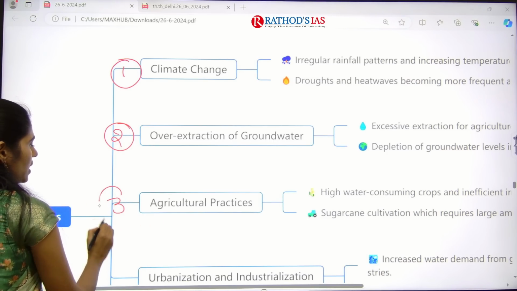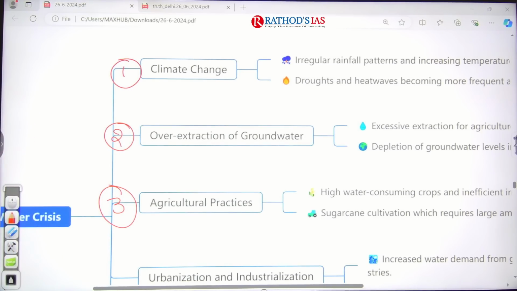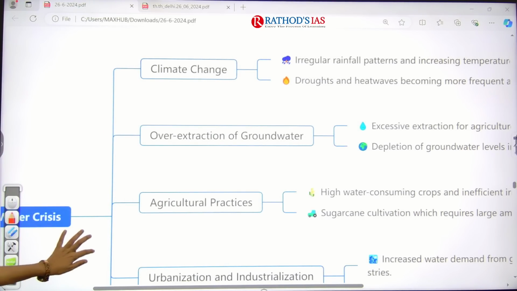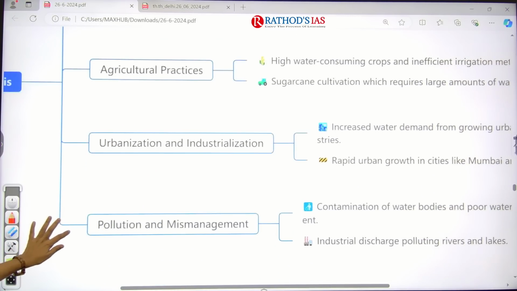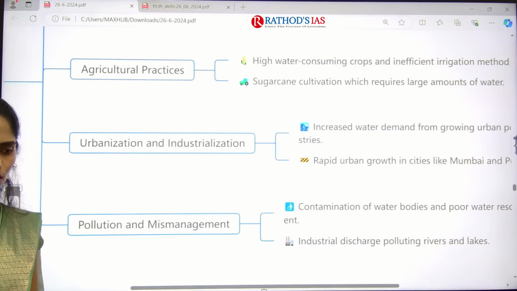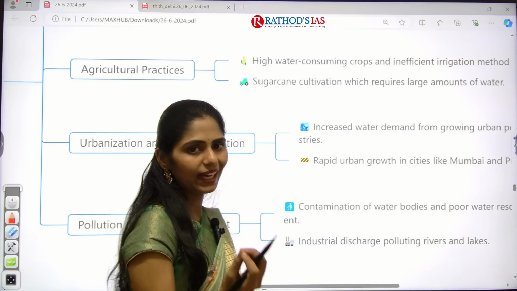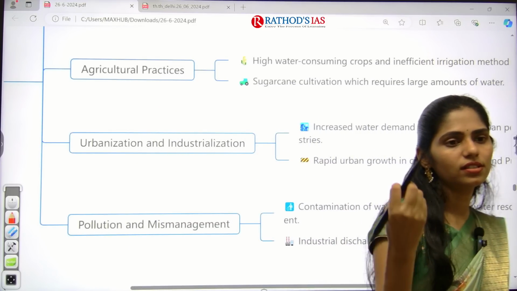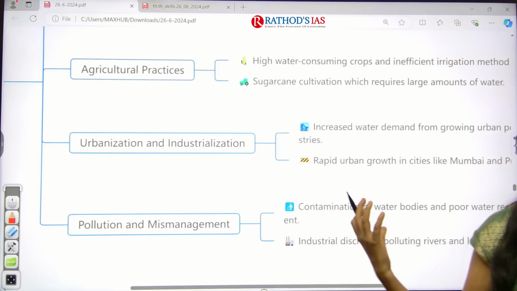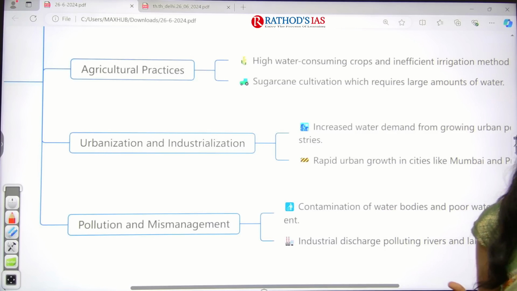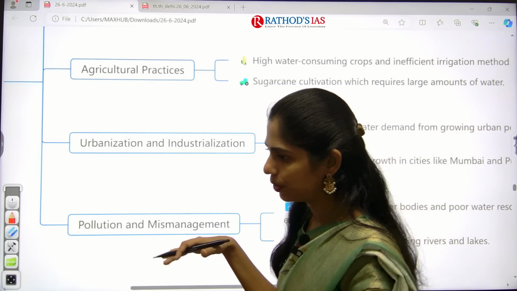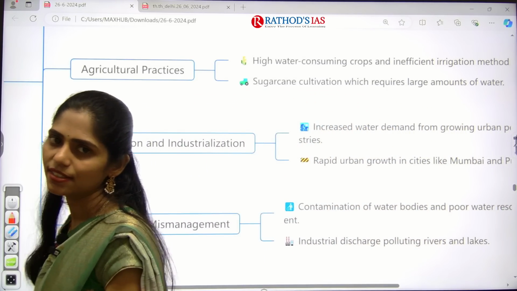And third one is agriculture practices. High water consuming crops are inefficient, and sugarcane cultivation requires a large amount of water, and rice is also one such crop that requires more water. Next one is increasing urbanization and industrialization. Water will be used by industries, especially to cool machines or anything else that we are using. And whenever there is urbanization, there will be an increase in demand for water. So this is also one important reason leading to this water crisis.